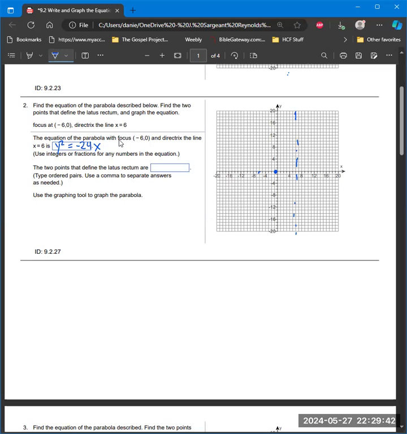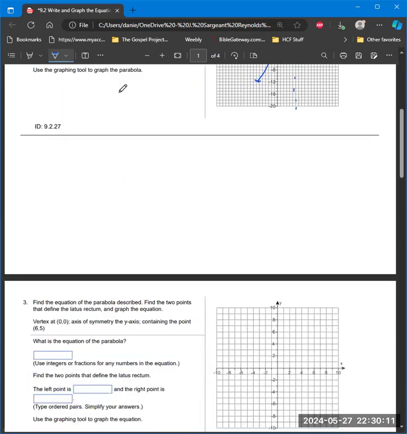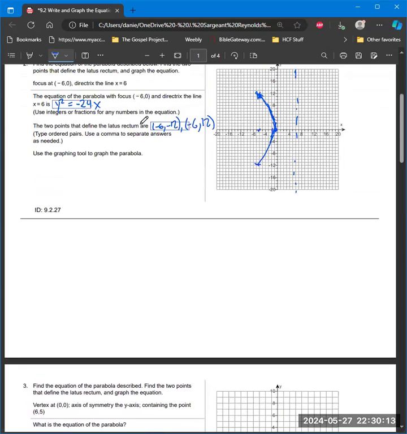So we're going to have (-6, -12) and (-6, 12), and the parabola will open like that. And again, you'll get a little bit better graph than that on MyLabs.